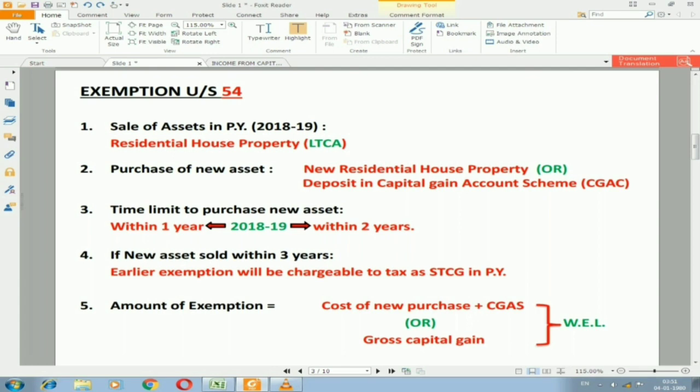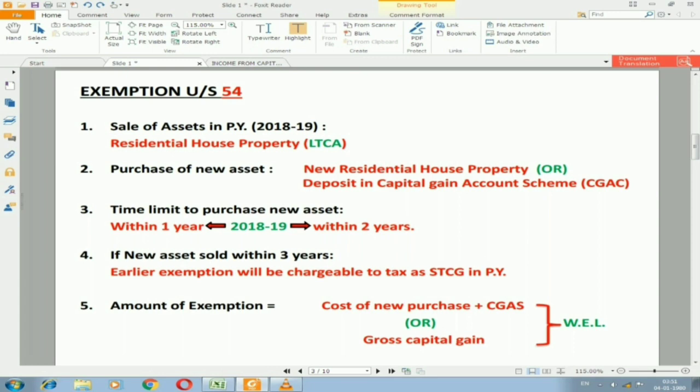Usually this time limit will be satisfied in all the illustrations, so no need to worry. The only thing you need to verify is whether it is done within the stipulated time. Next, the fourth condition: if the new asset is sold within 3 years, that is, the house property he has newly purchased is sold within 3 years of the purchase, then the earlier exemption will be chargeable to tax as a short-term capital gain in the previous year. So he can't get any exemption on what he got as exemption in the previous year. That exemption will be chargeable to tax.